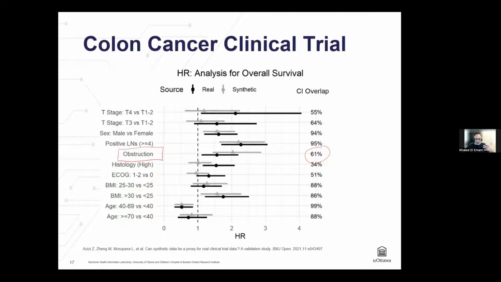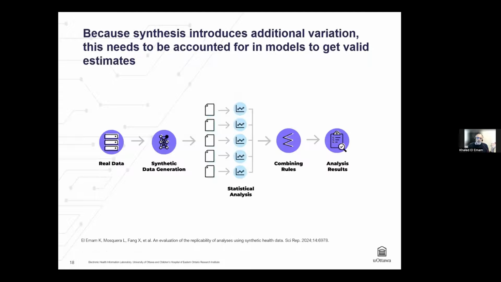But what we've noticed is that there was variability in the results. So you check one synthetic data set, do the analysis, then generate another synthetic data set and do the analysis, and the results are not exactly the same because synthetic data generation is stochastic. So really the correct way to analyze synthetic data is kind of a multiple imputation approach.